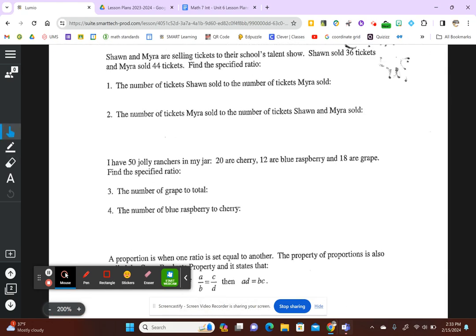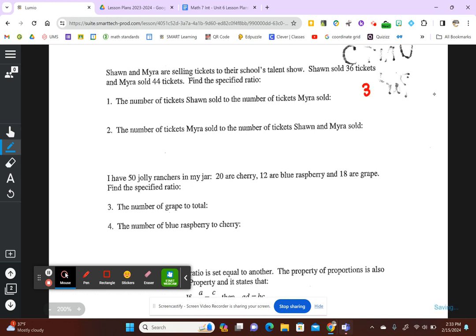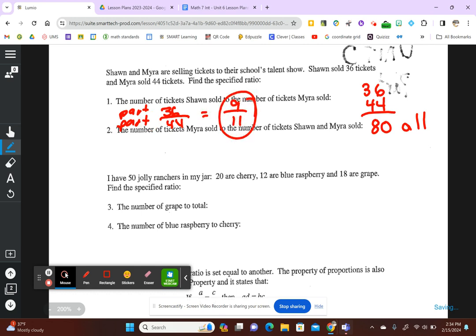So the next page says, Sean and Myra are selling tickets to their school's talent show. Sean sold 36 tickets and Myra sold 44. So those are both parts. I'm anticipating maybe I'll need to know the whole. So if I add it up, the whole is 80. They want to know the number of tickets Sean sold, which is 36, to the number of tickets Myra sold. So it's 36 to 44. But then this is part to part. I'm going to divide both by 4, and I get 9 to 11, because we always simplify our ratios.